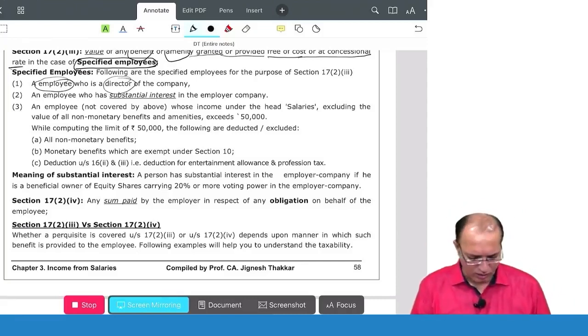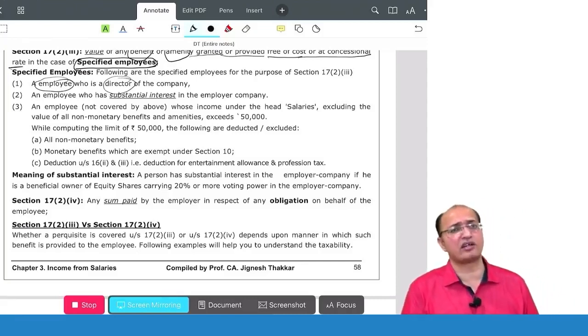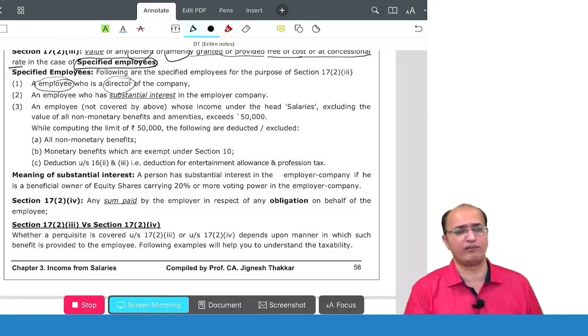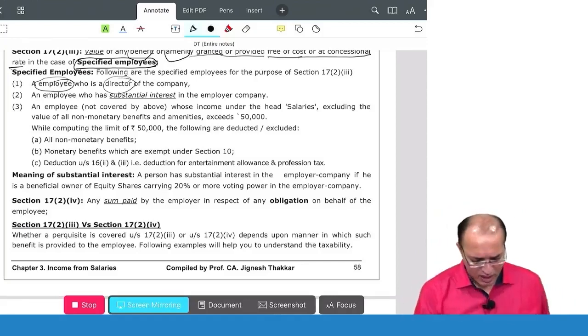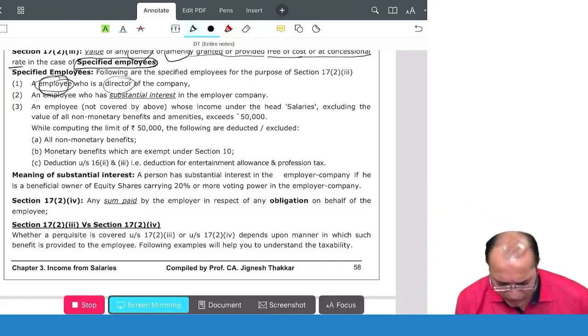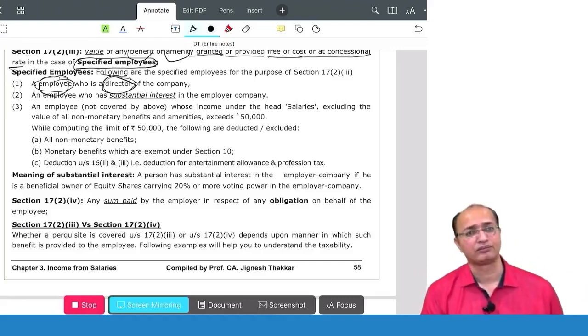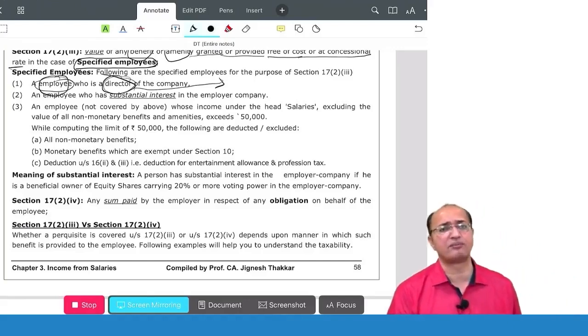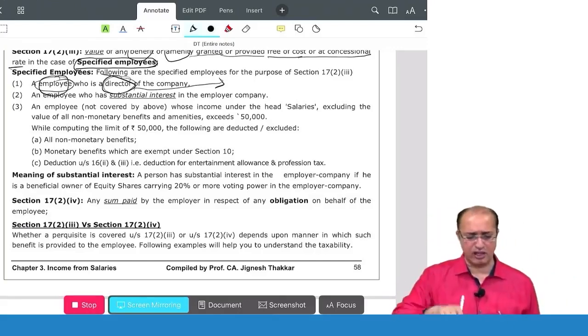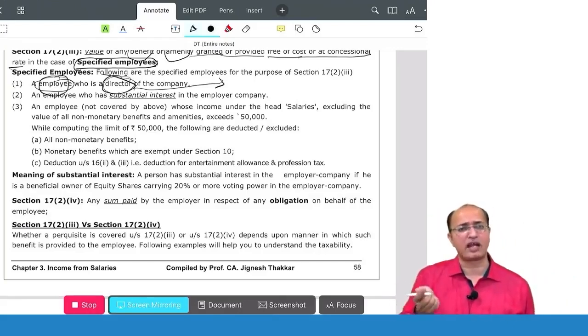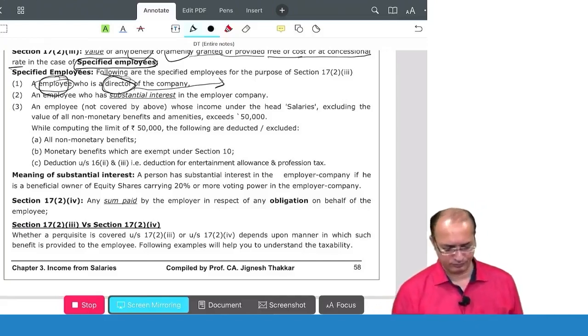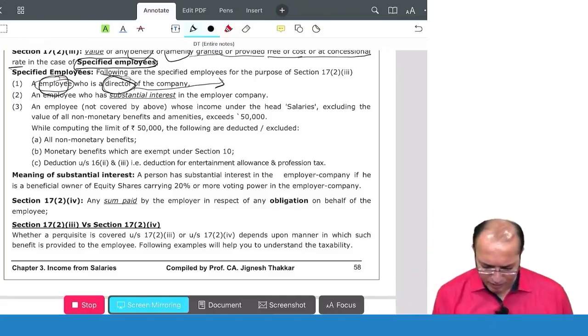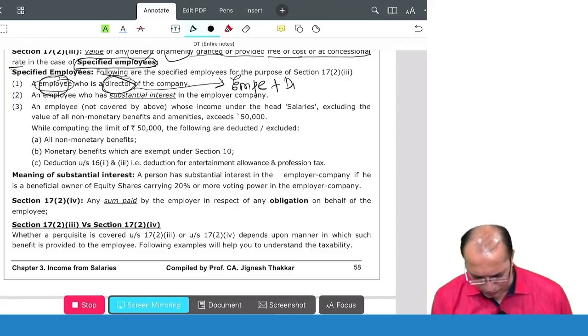Now here we are trying to understand the definition of specified employee, and point number 1 says an employee who is a director of the company. So the point is which director is an employee? Is a full-time director an employee or is a part-time director an employee? There are two parameters. The person should be an employee plus the person should be a director.